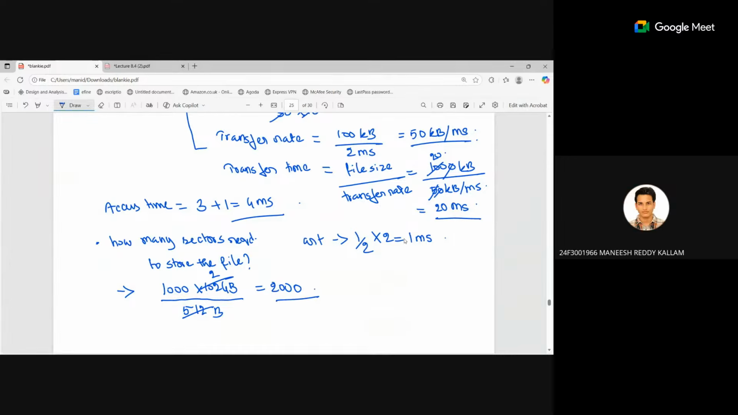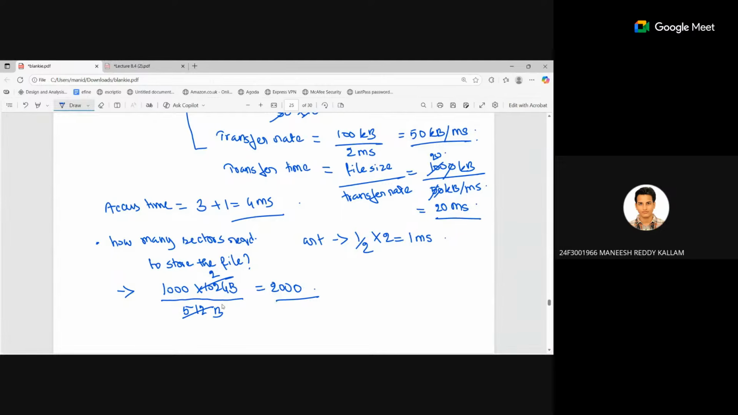Is this clear? Ma'am, how did you get 1024? 1024 bytes means 1 kilobyte. Okay, the file was 1000 KB. You have to convert it to bytes, right? Single byte. Otherwise, I can't divide, right? Oh, okay, got it.